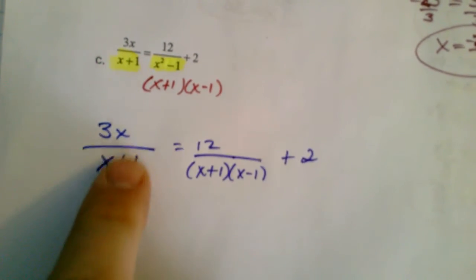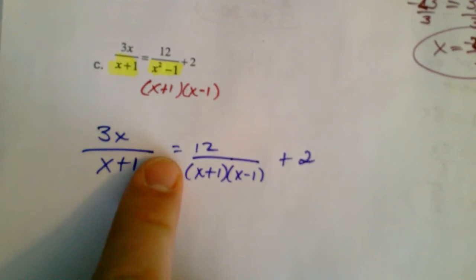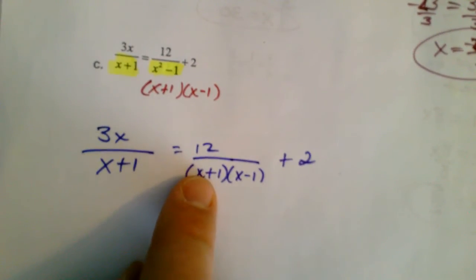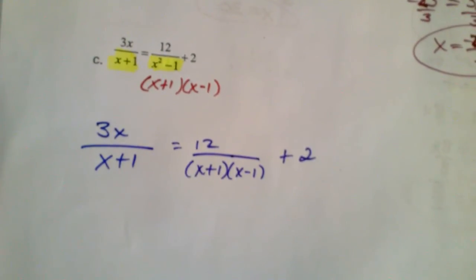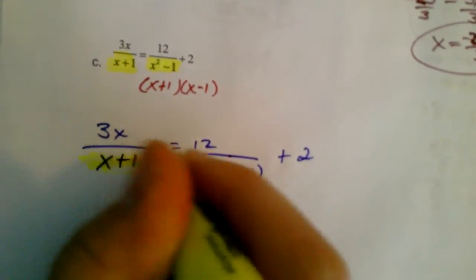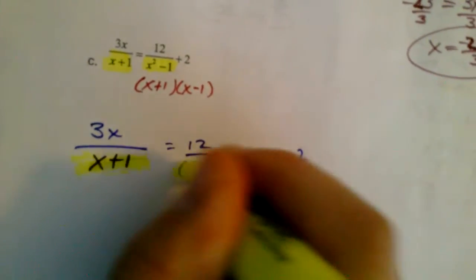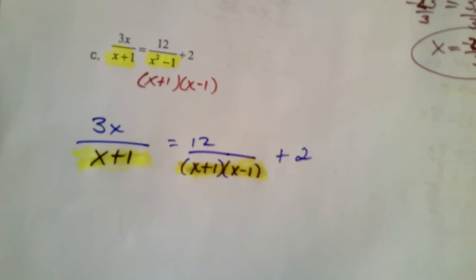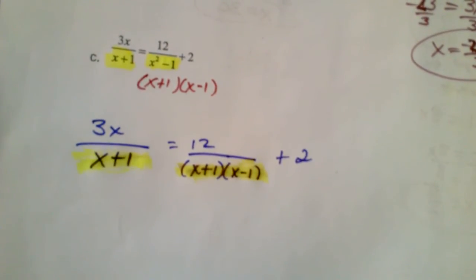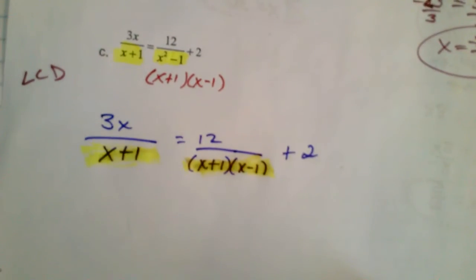All right, so I've got 3x over x plus 1, and that equals 12 over x plus 1, x minus 1, and then plus 2. Okay, and we want this highlighted thing to disappear. So what we're going to do is multiply by that LCD.